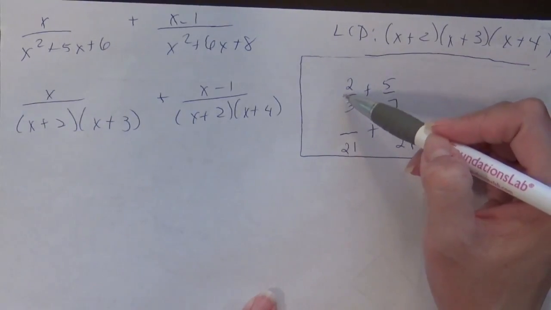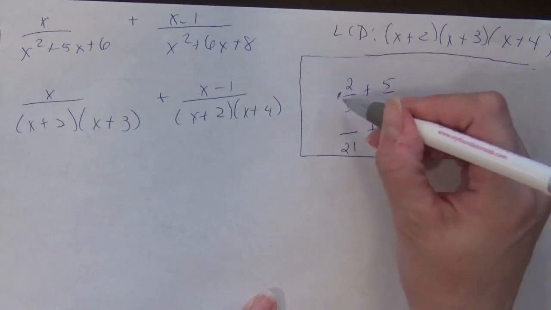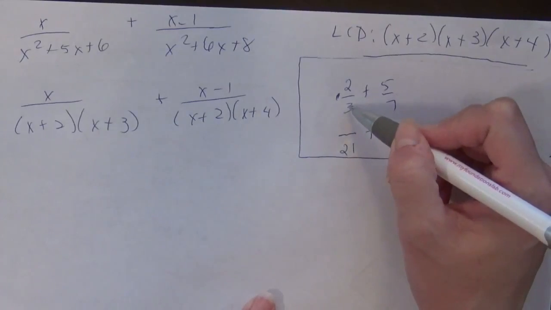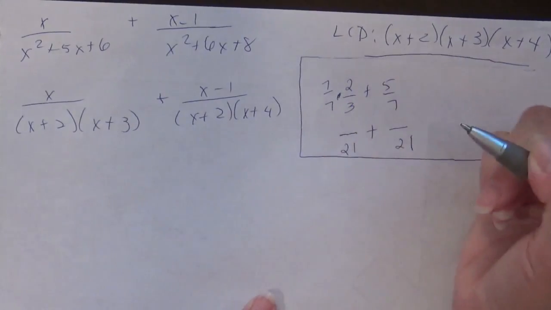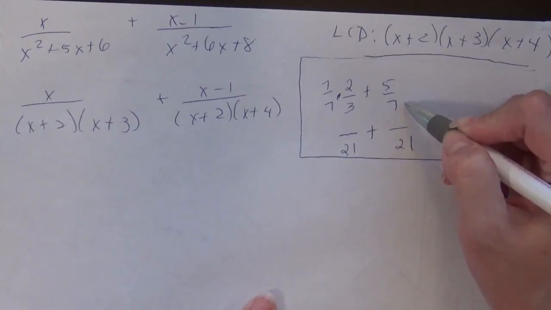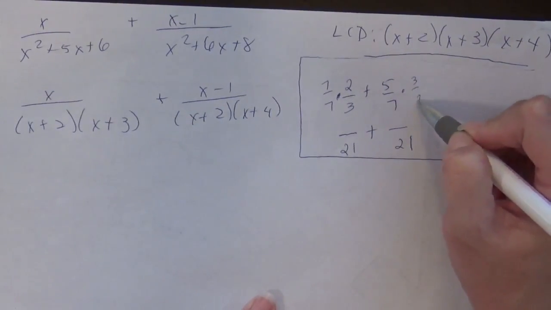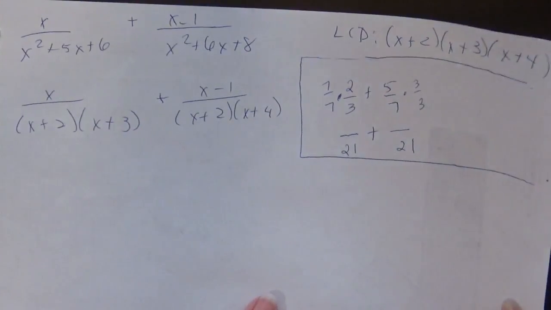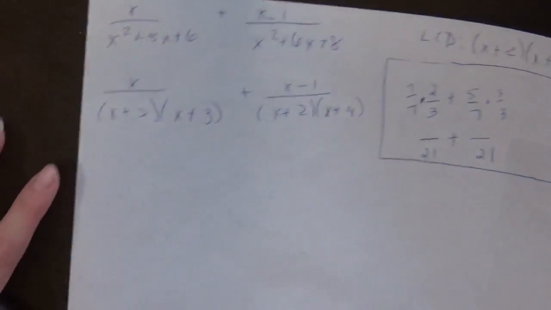So 2/3 times what fraction would give me something over 21? To figure this out, what do I multiply my denominator by to make 21? Well, I would have to multiply the denominator by 7, so I also multiply the numerator by 7. And over here, this denominator would need to be multiplied by 3 to give me a denominator of 21, so I do the same thing to the numerator. This is the same process that I use over here for these problems.